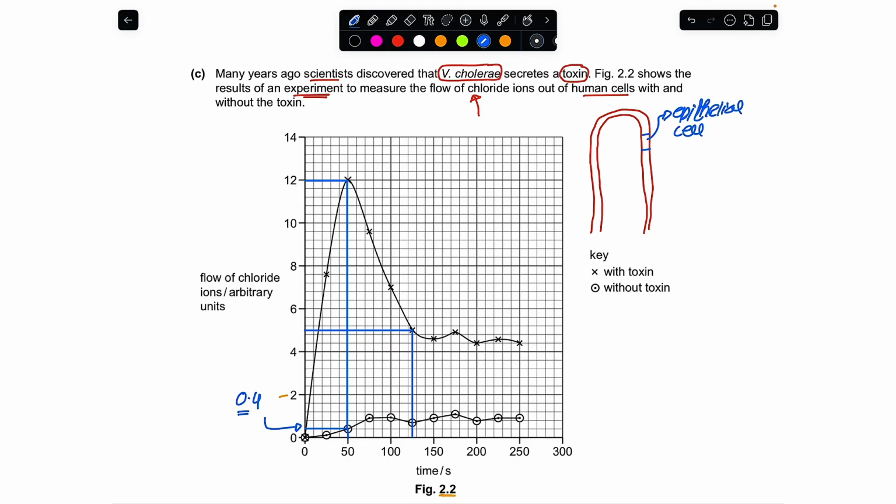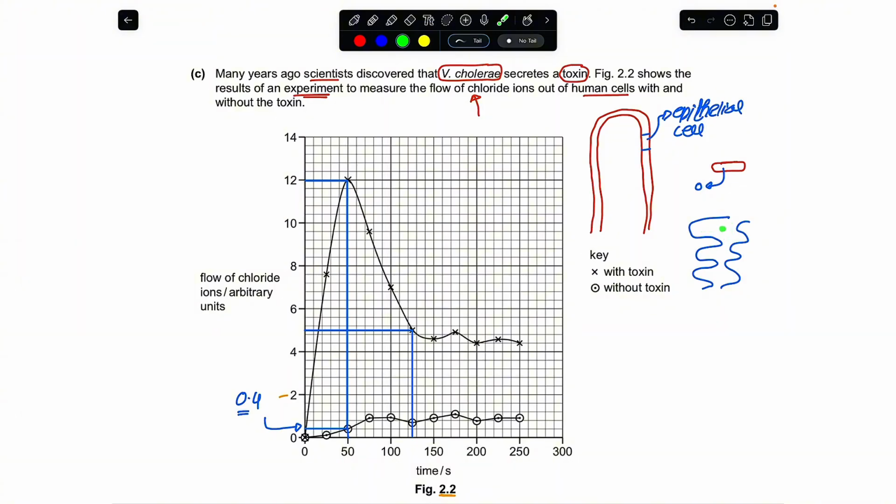The usual idea is that if you have eaten some contaminated food or contaminated water, it would have the bacteria Vibrio cholerae in it, and when this releases the toxin, the result of this toxin would be that it compels these epithelial cells to release more of the chloride ions into the intestinal lumen. And the intestinal lumen is basically the space within the small intestine.